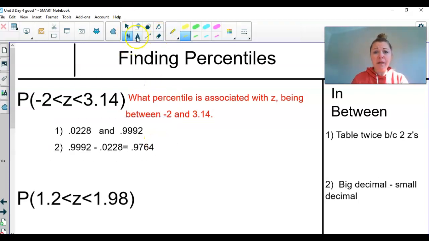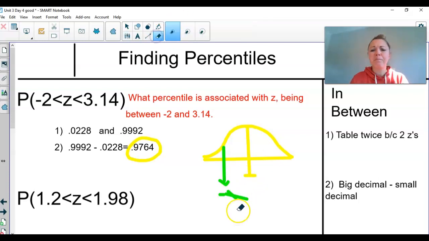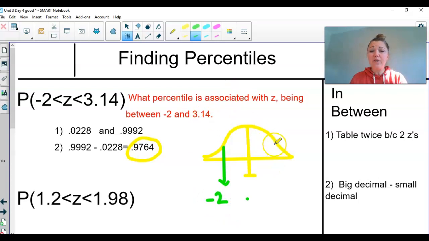Now let me briefly talk with you. Why do we do that? If we have the normal curve, here's our mean. We have a z-score of -2. They gave us that, so we'll approximate it to be right here. And then we have a z-score of 3.14. So over here.